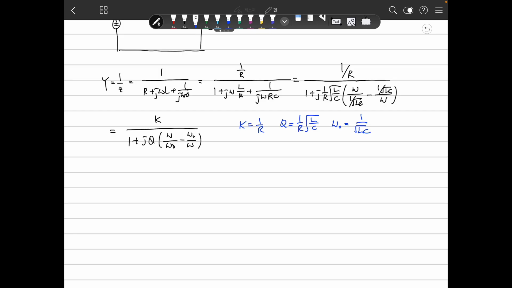And let's see here. So this is the series resonance circuit. In the case of the series resonance circuit, the admittance is simpler to describe the system characteristic here.